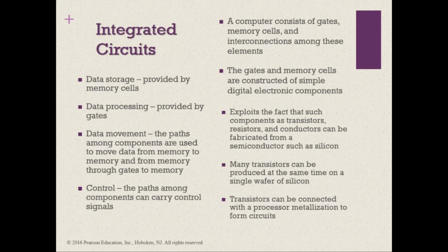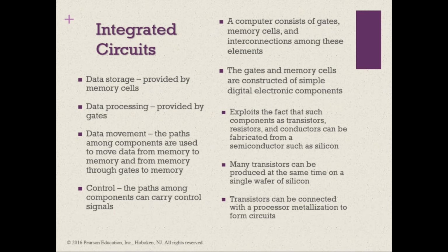So, further discussion of ICs, or integrated circuits. We can relate this to our four basic functions as follows. First is data storage. It is provided by memory cells. Data processing is provided by gates. For data movement, the paths among components are used to move data from memory to memory and from memory through gates to memory. Next we have the control.